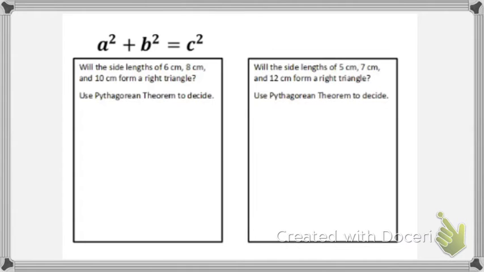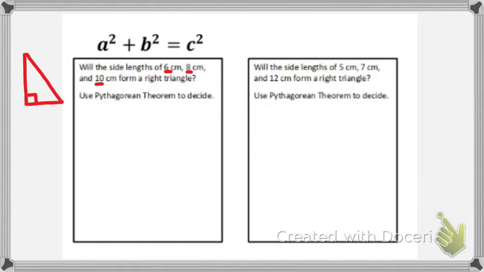Let's go ahead and do some of these examples. It says, will the side lengths of 6 centimeters, 8 centimeters, and 10 centimeters form a right triangle? Use the Pythagorean theorem to decide. So we have a triangle, assuming it's a right triangle, with side lengths of 6, 8, and 10.